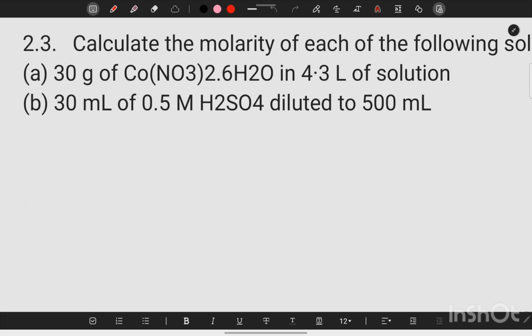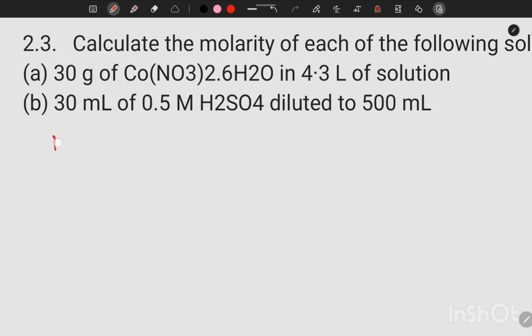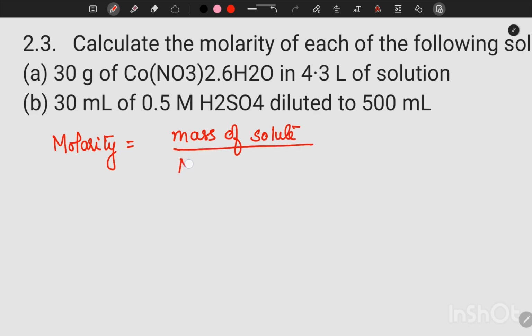Calculate the molarity of each of the following solution. We know molarity is equal to number of moles of the solute divided by volume of the solution in liters. So for number of moles, we can expand number of moles. Mass of solute divided by molar mass of solute, divided by volume of solution in liters.